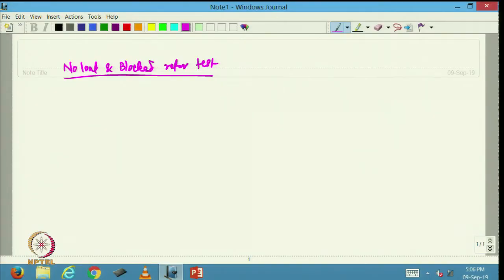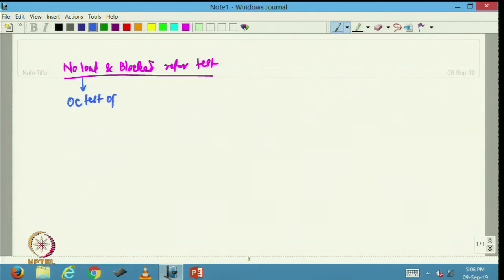Okay, so we are going to look at the no load and block rotor test of an induction motor. In fact, last class I had started on the no load test, and I told you that the no load test is very similar to the open circuit test of a transformer, whereas the block rotor test is very similar to the short circuit test of a transformer.